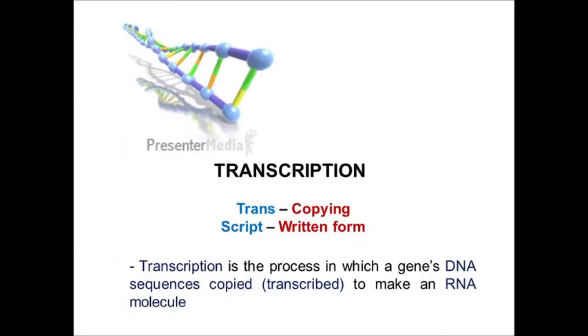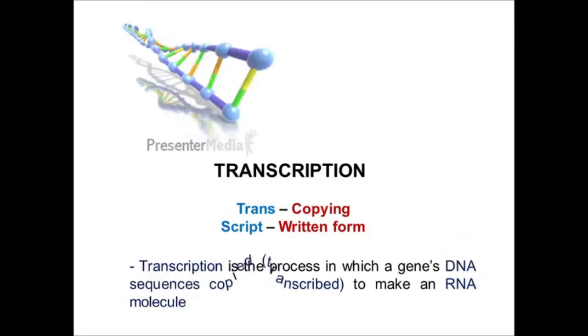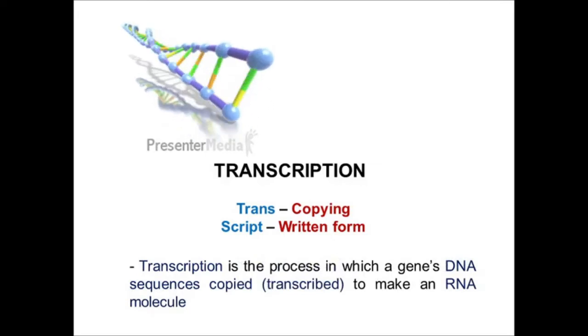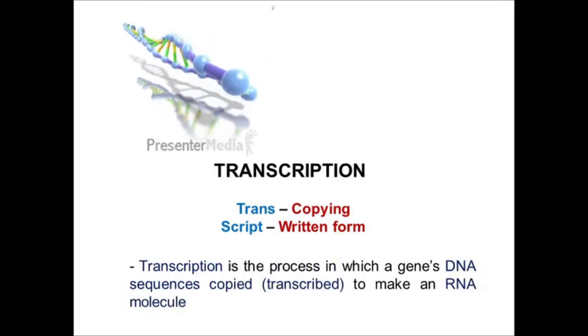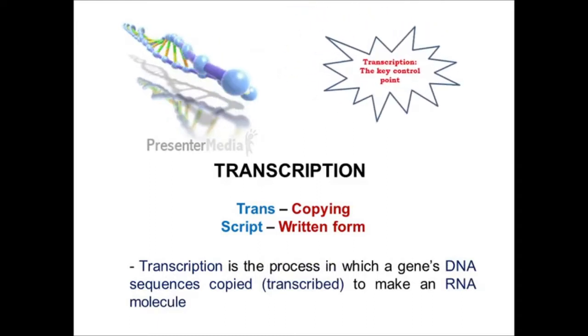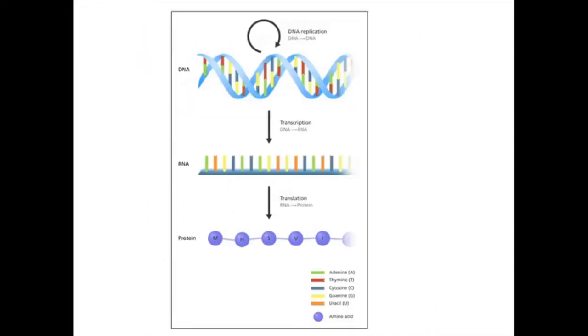So transcription is the process in which a gene's DNA sequence is copied or transcribed to make an RNA molecule, and transcription is generally considered the key control point of all living systems. So what is the central dogma of life? The central dogma of life is DNA. DNA is deoxyribonucleic acid. A section of DNA is called a gene.